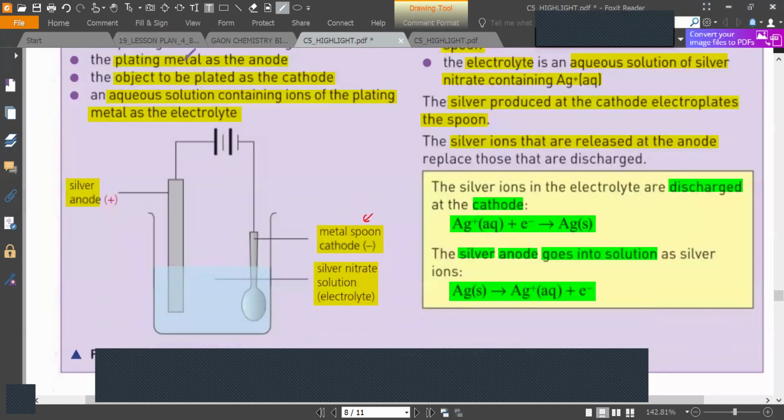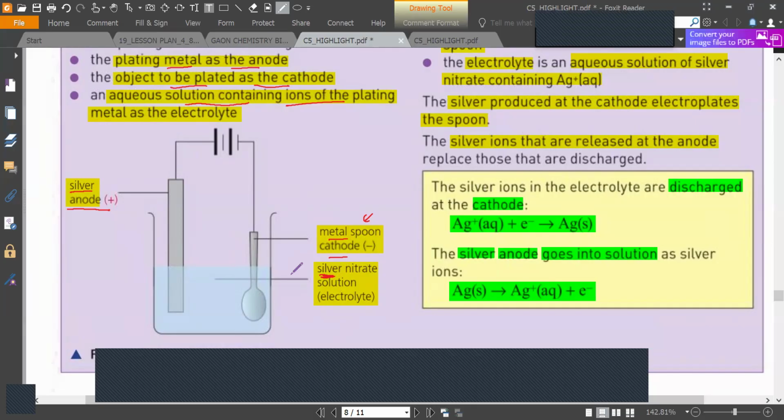First, the plating metal is the anode. We want to plate with silver, so the silver we must put at the anode. The object to be plated is the cathode, so the spoon we must put at the cathode. And then the aqueous solution must contain the silver, so we have silver nitrate.